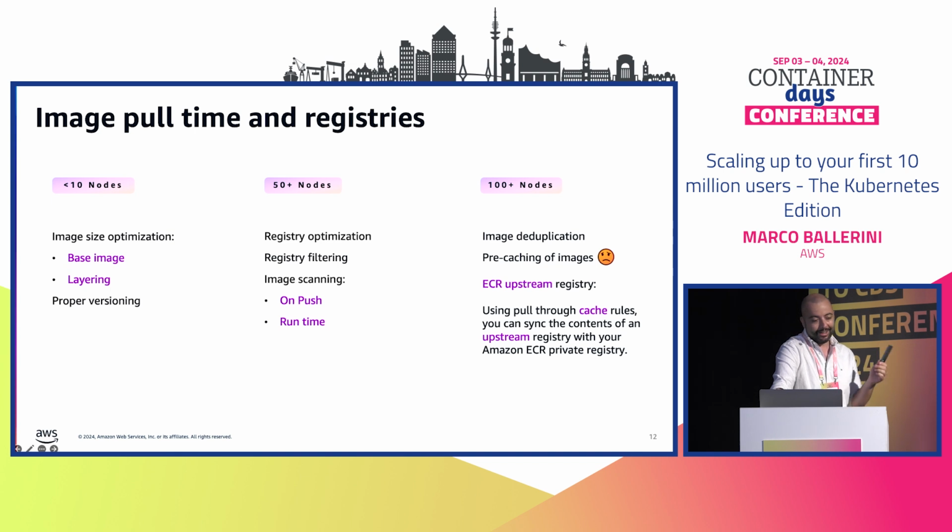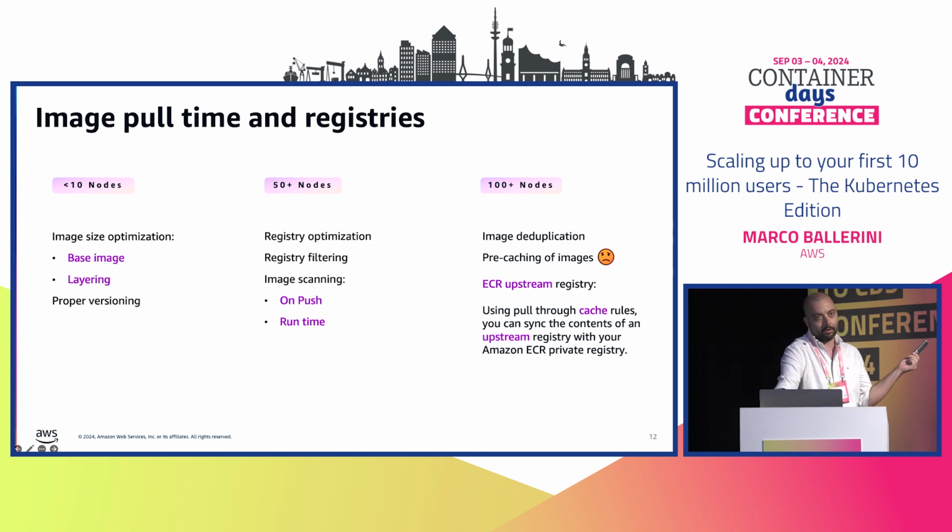And if you work with very large images, another thing that we discuss is pre-caching of images. Now, I don't really like the idea because I think, except if your image is very, very big, it doesn't make sense. And if your image is very, very big, probably you should look into why the image is so big. So the solution that we suggest is to use a feature of ECR that is called pull-through cache.